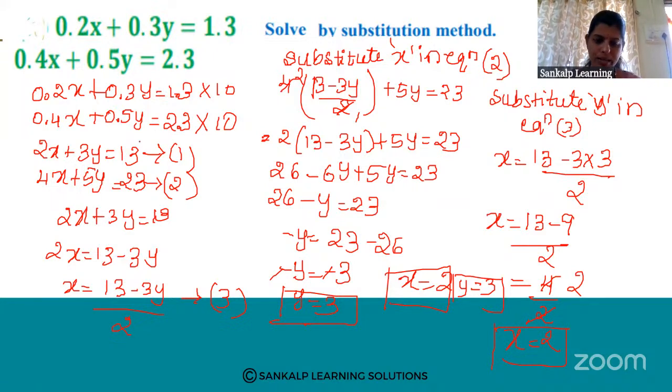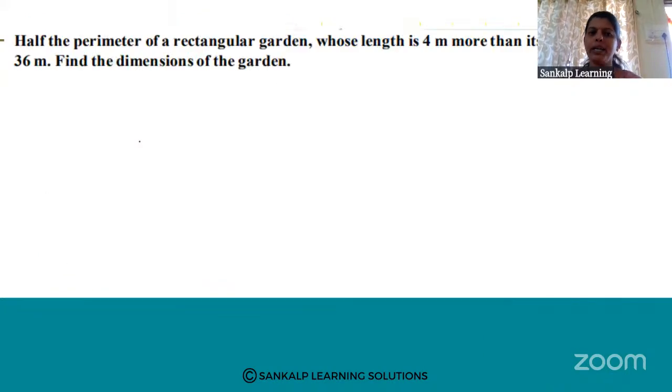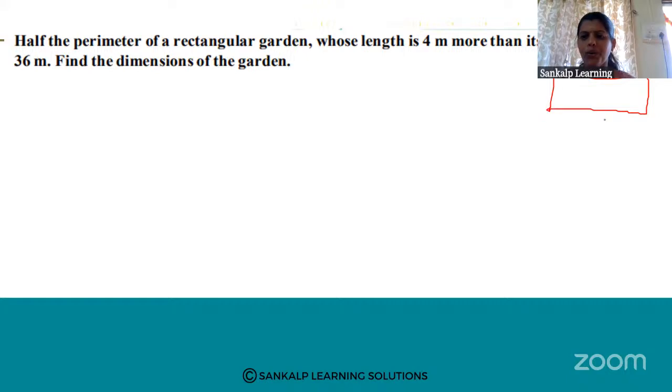So the next question is: half the perimeter of a rectangular garden, whose length is 4 meters more than its width, is 36 meters. Find the dimensions of the garden. See, one garden is there. That garden is in the form of a rectangle, right? One rectangular garden is there. So consider this is a garden, in the form of a rectangle whose length is 4 meters more than its width.